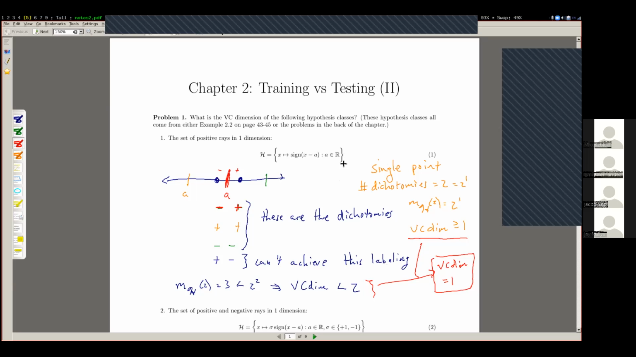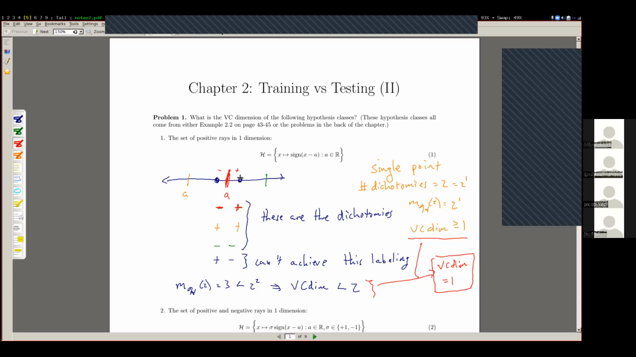The question is, why did I only consider 2 data points instead of considering, say, 3 or 4 data points? Another way of saying that the VC dimension is less than 2 right here is saying that 2 is a breakpoint of this hypothesis class. And as soon as I hit the point where I'm no longer exponential, then I know that everything after that point is going to be polynomial.